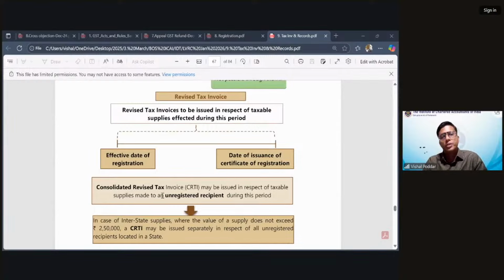Then what is a revised invoice? See, a revised invoice deals with one particular specific scenario. What is that particular specific scenario? It is applicable to the scenario where you had applied for registration. Now we go back to the registration chapter, whereby when you apply for the registration and you have applied for it within that 30-day window.